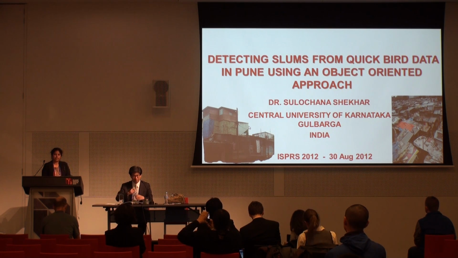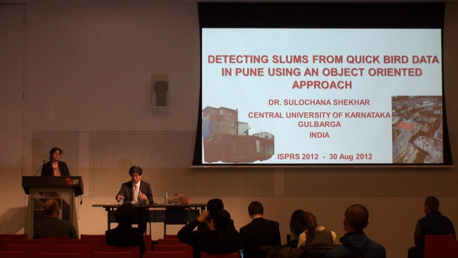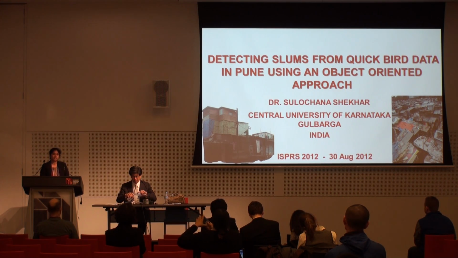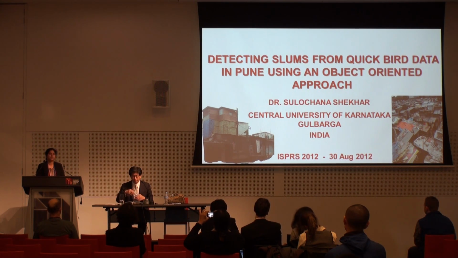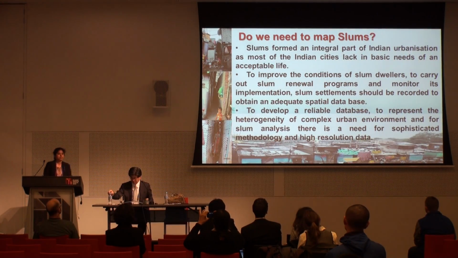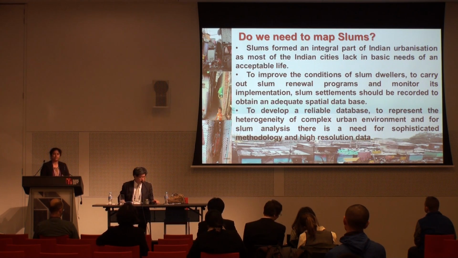In India also, by the 2011 census, more than 300 million population is living in urban areas. So more than 30% of the people live in urban areas, and every 7th person in urban India is a slum dweller. So who is this slum dweller? What is a slum? Let us see. Do we need to map slums? Yes. Why? Because they are part of the urban population.